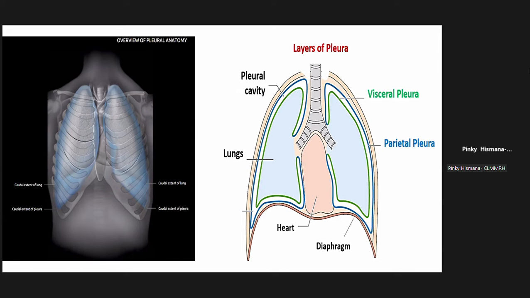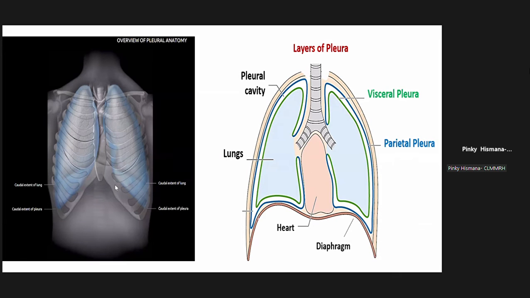Your parietal pleura is what you see on the inner portion of your thoracic cage, right? So they're basically lining your muscles, intercostal muscles and your ribs, no? So you see it on the inner walls of the thoracic cage. So what is the significance of your pleural space?